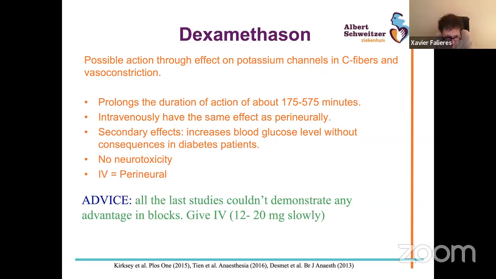What has changed are the doses. We now give 12 to 20 milligrams of dexamethasone IV, which is much higher than the 4 to 8 milligrams we were giving before. And it definitely works very well as a painkiller, and it also certainly avoids rebound pain after blocks.